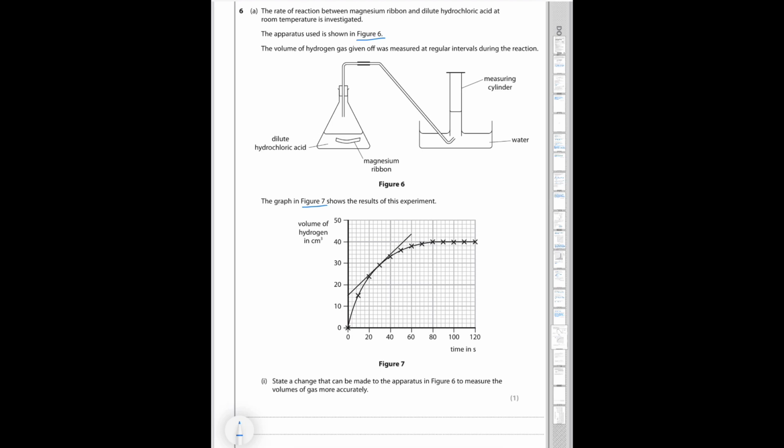So our first question is, state a change that can be made to the apparatus in figure 6 to measure the volume of gas more accurately. So here what we would say is that we could use a gas syringe to measure the volume of gas instead of the measuring cylinder.